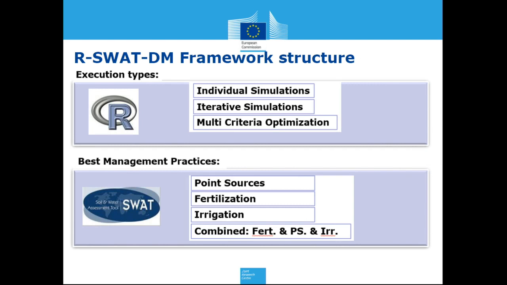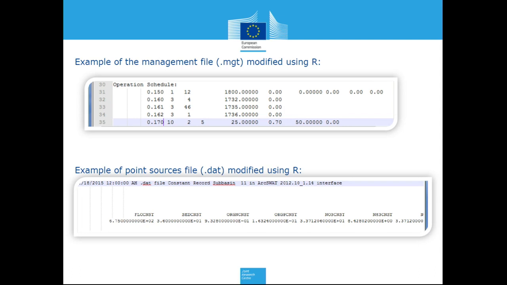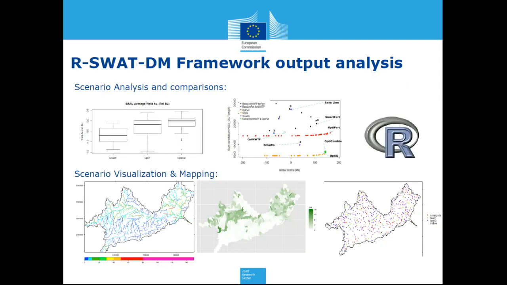We can do several execution types. We can do individual simulation, interactive simulation, and also multi-criteria optimization. And also we can change a lot of best management practices. Here we can see an example of 2 important files of SWAT that we can change using R directly. The first is related to agriculture management, and the second is related to the point sources. In particular, we can change, for instance, the schedule of irrigation and the schedule related to the fertilization.